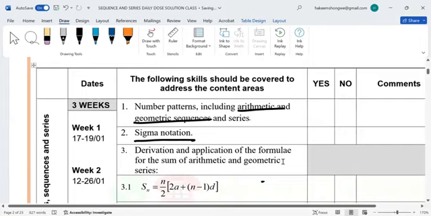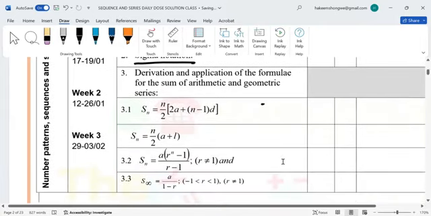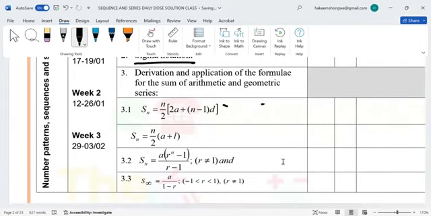If we want to calculate the sum of something, this one we use it when we want to calculate the sum of an arithmetic. And then this one we use it when we want to calculate the sum of a geometric sequence. Now, the other thing that you need to know about this is that we need to know how to derive these formulas. And then we need to know how to use them in applications, real life applications.